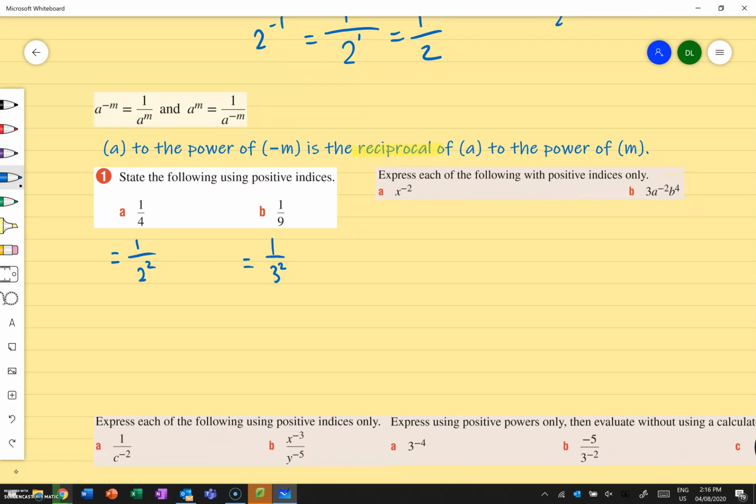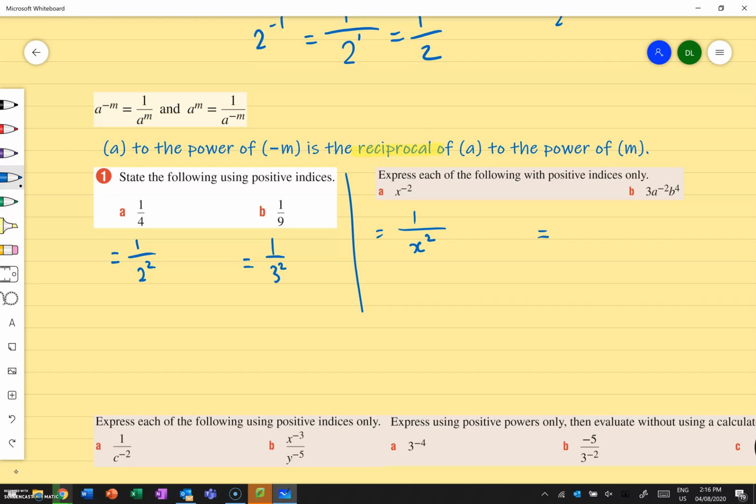If we move on, I need to look over here. I've got express each of the following with positive indices, once again. However, this time I'm working with algebra, so I'm working with numbers that I do not know. I've got x to the power of negative 2, so we're going to do the same thing we did above. I'm putting it under the fraction, and once again I take away the negative because I put it under the fraction, so it becomes 1 over x squared.